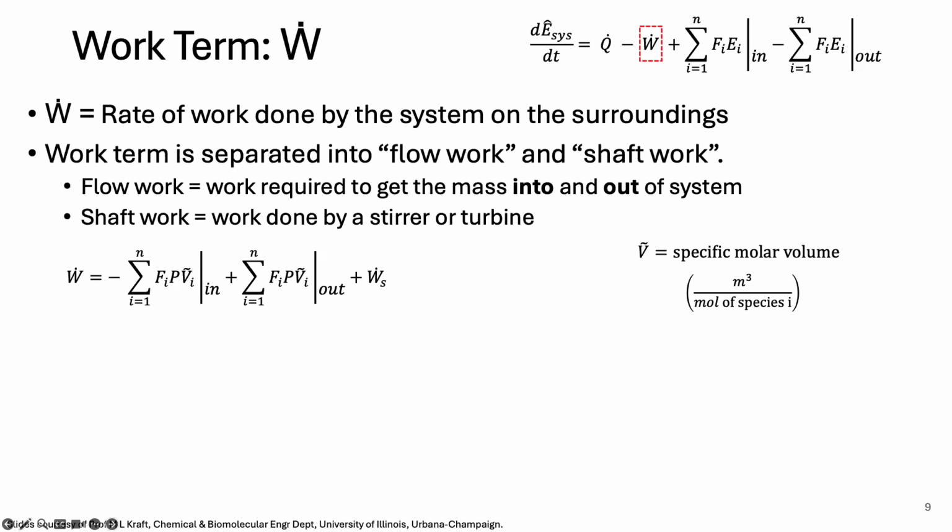Work term, or W, again, is equal to the rate of work done by the system on the surroundings. And we can break it down a bit further and separate it into what's referred to as flow work as well as shaft work. Flow work being the work required to get the mass into and out of the system, i.e. associated with our inlet and outlet streams. And shaft work is equal to the work done by a stirrer or a turbine, say if this is a mixed tank system.